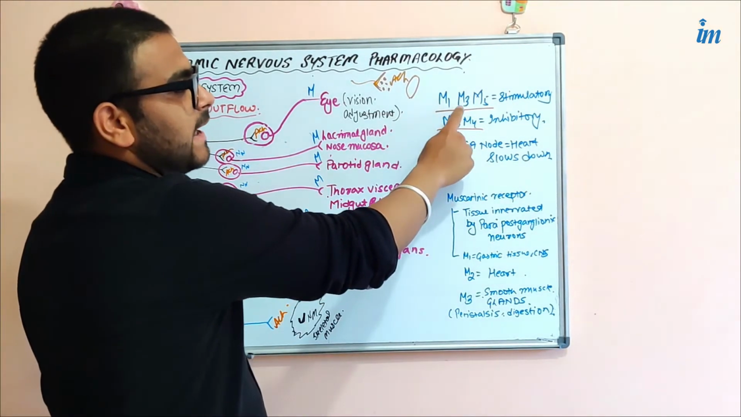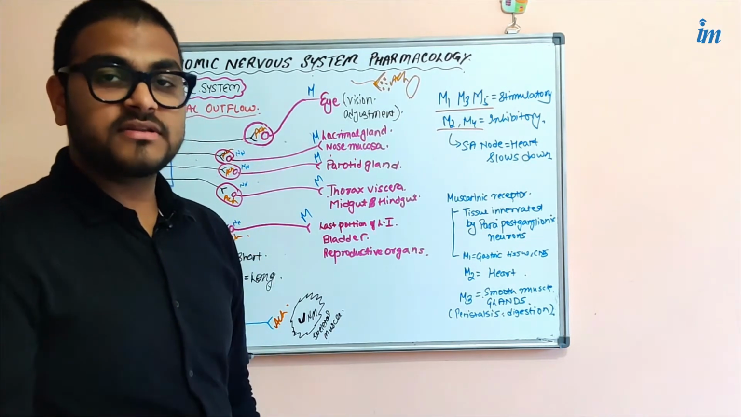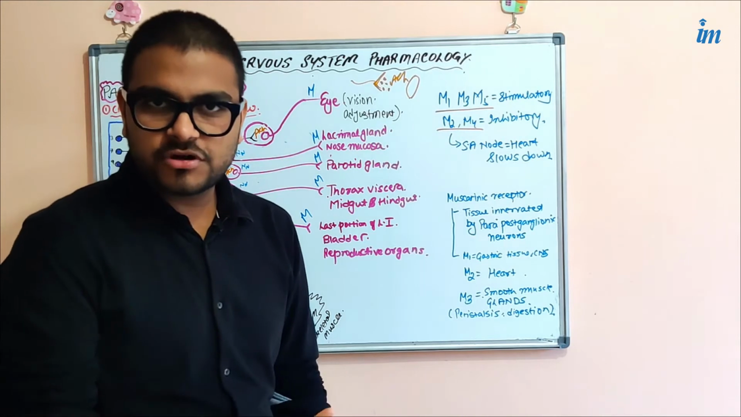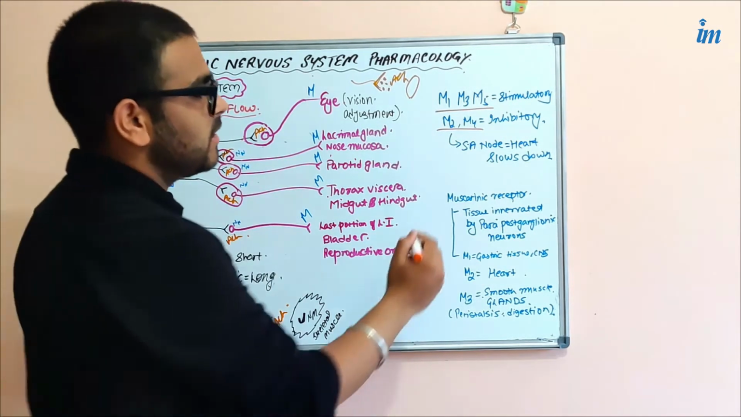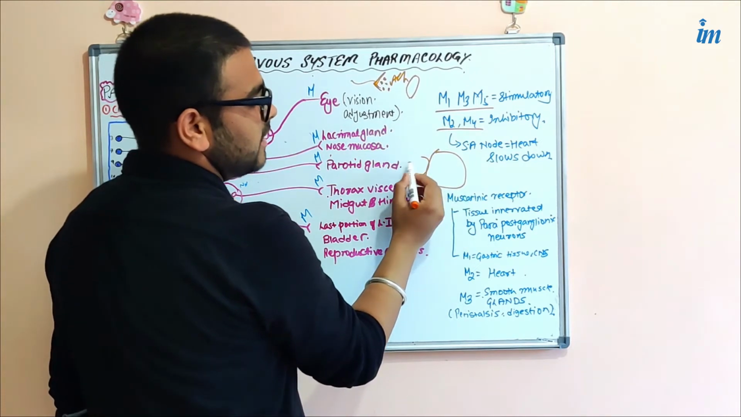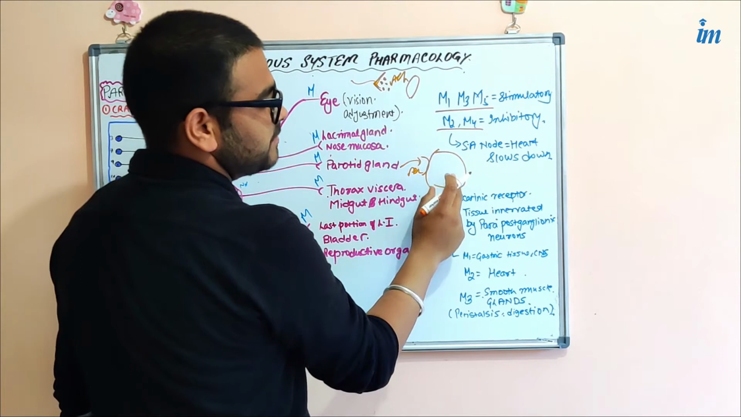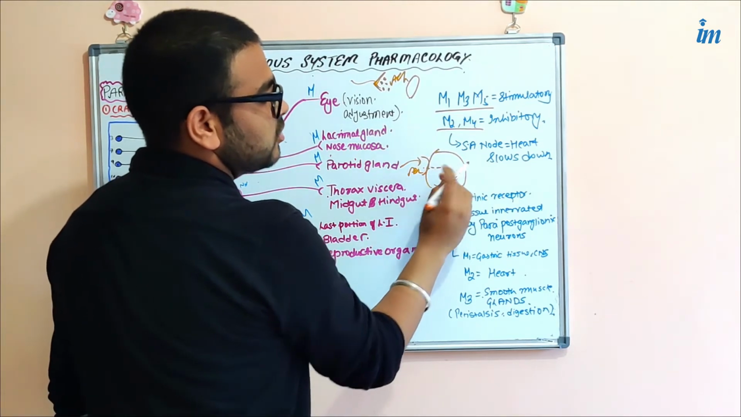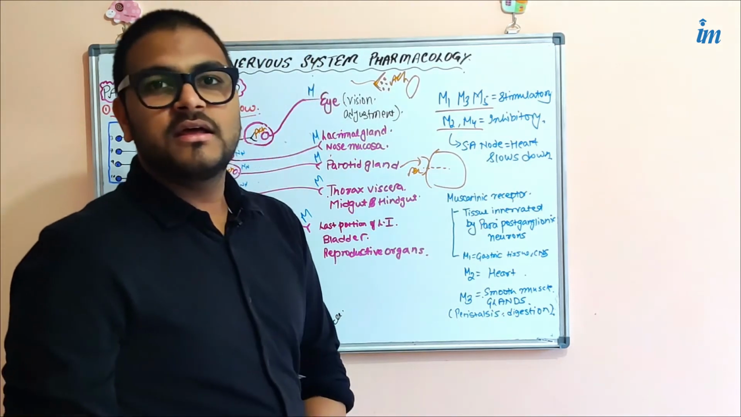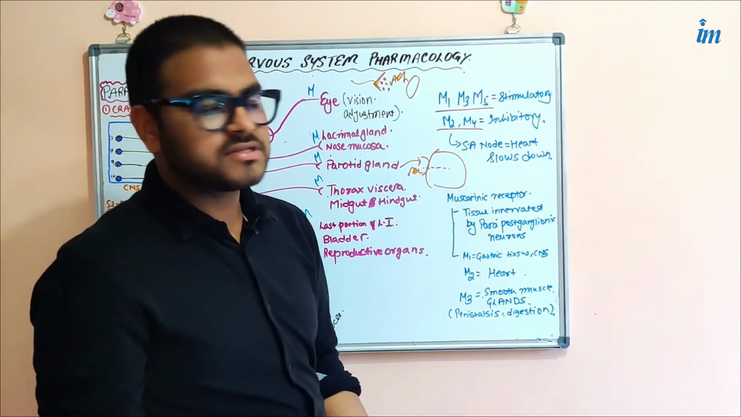So M1, M3, M5, all three are the stimulatory type of muscarinic receptor. What do we mean by stimulatory muscarinic receptor? For example, this is the cell, and acetylcholine will be released on the stimulatory muscarinic receptor, and it will cause stimulatory signals to go inside the cell and will lead to the phosphorylation of some enzymes or proteins inside the cell.